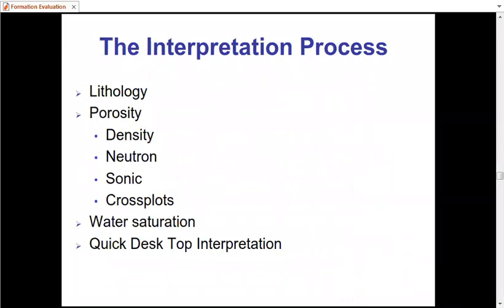The interpretation process comes from lithology identification and the porosity logs: density, neutron, and sonic logs, and also cross plots, using two types of cross plot. The first type is density-neutron. The second type is sonic-neutron. The interpretation process will also detect the water saturation, and sometimes you have to inform all the people about the quick log interpretation process.